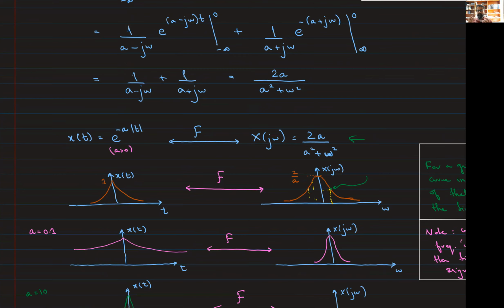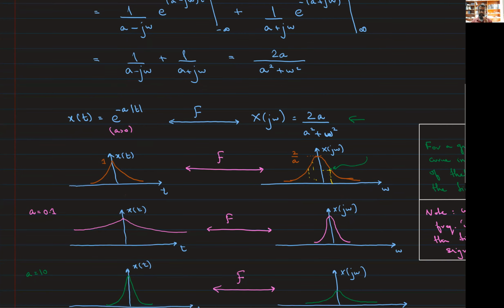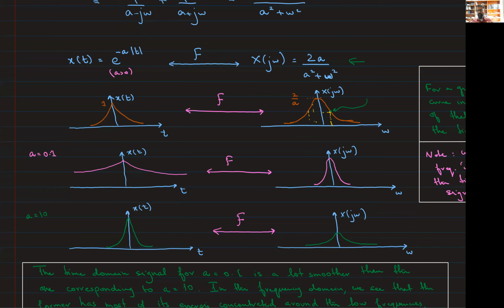And then we tried to build some intuition. I mean, what happens when a changes? And we said, when a is small, the signal is relatively smooth, and in the frequency domain, most of the energy is concentrated at the lower frequencies, as opposed to when a is large. That's when the signal suddenly decays and is not as smooth, right? It's not as smooth.